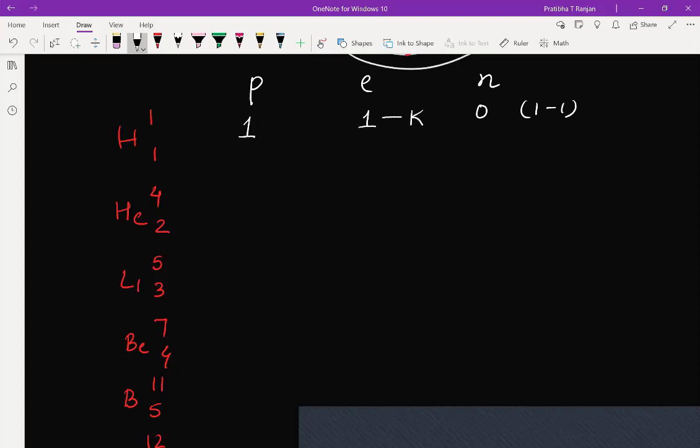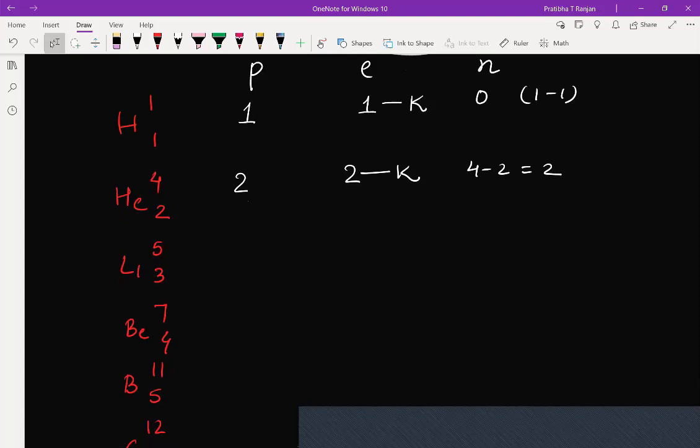So it will go to the K orbit, right? How many protons? 2. Electrons 2. And neutrons are 4 minus 2, that is 2. Now these 2 again go to the K orbit, because K can take a maximum of 2, right? Now go for lithium. So here is 3, this is also 3, and this will be 5 minus 3, that is equal to 2.